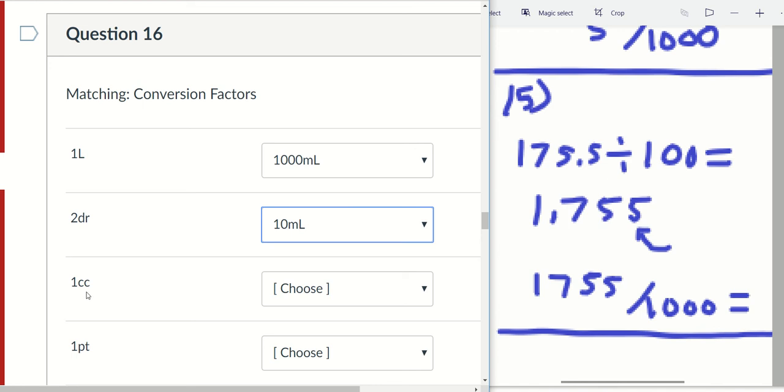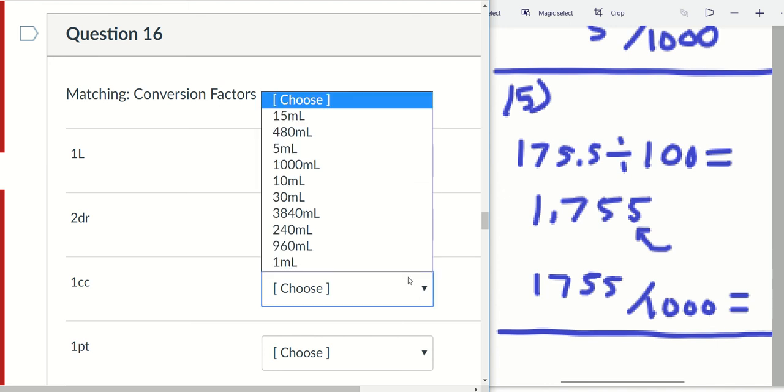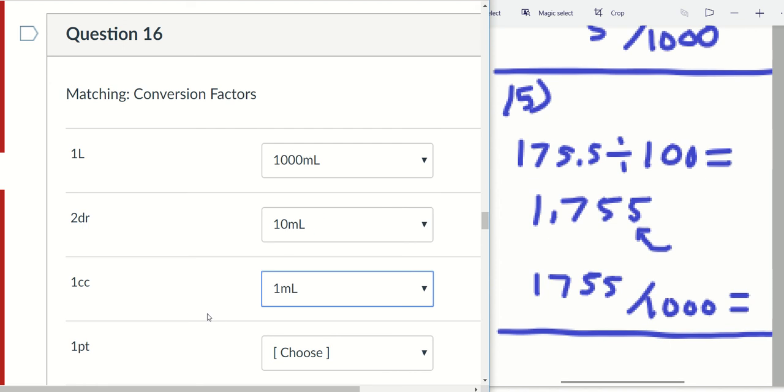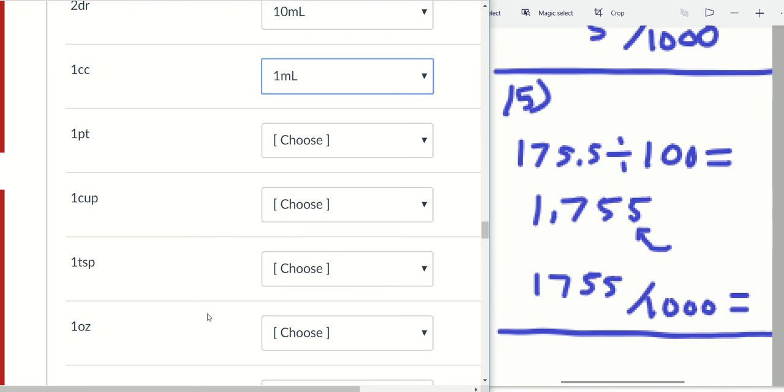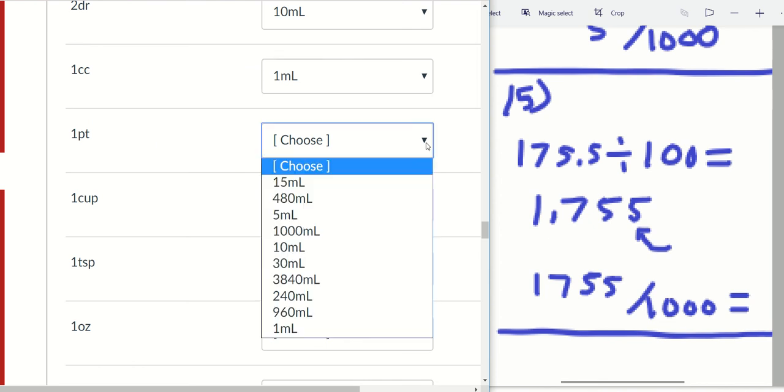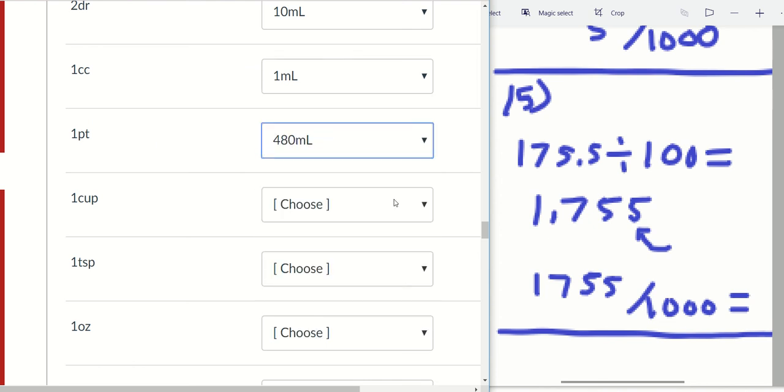What does cc stand for? Cubic centimeter. That is unacceptable notation. We never want to use cc. We always want to convert it to ml, right? 1 cc is 1 ml. We have pints and quarts. So these are very often mixed up. Just remember P comes before Q. So a pint is how many mLs? So a pint would be 480. Right? A quart is 960. So 480 comes before 960.